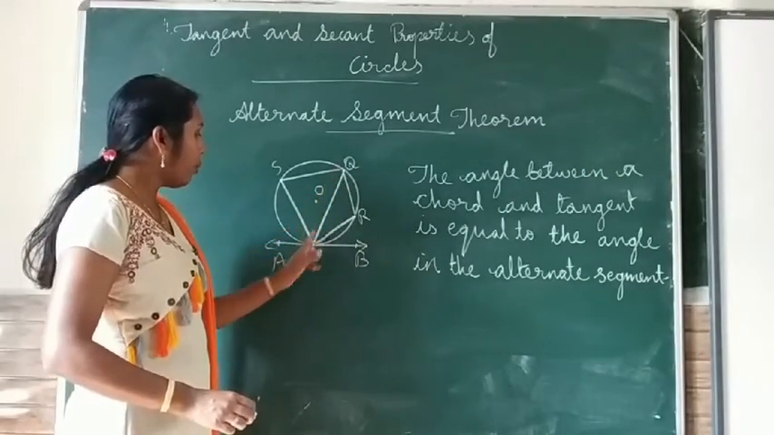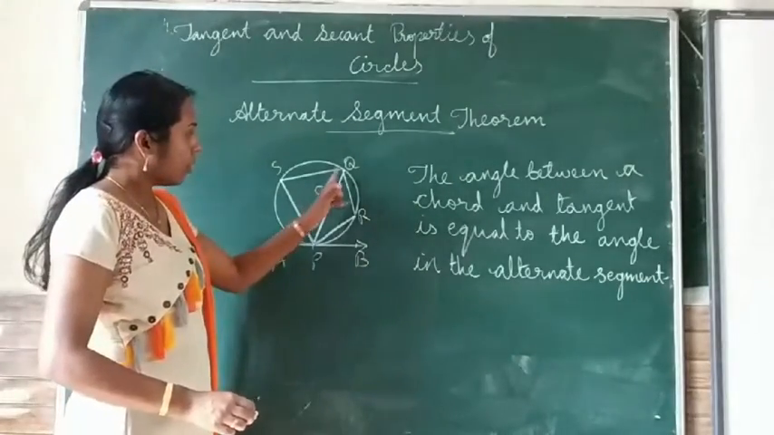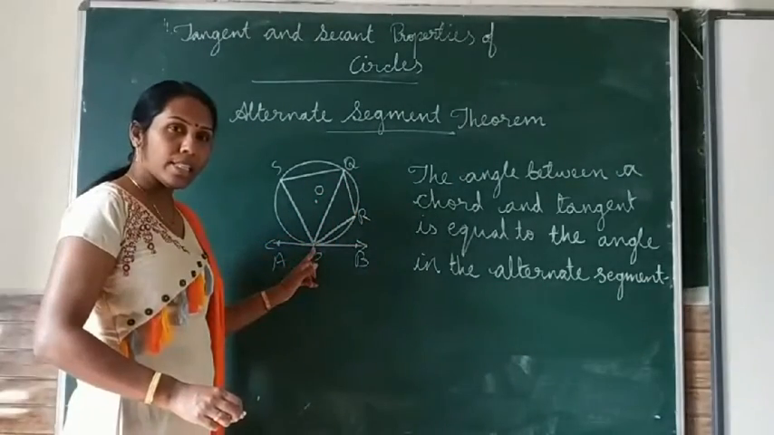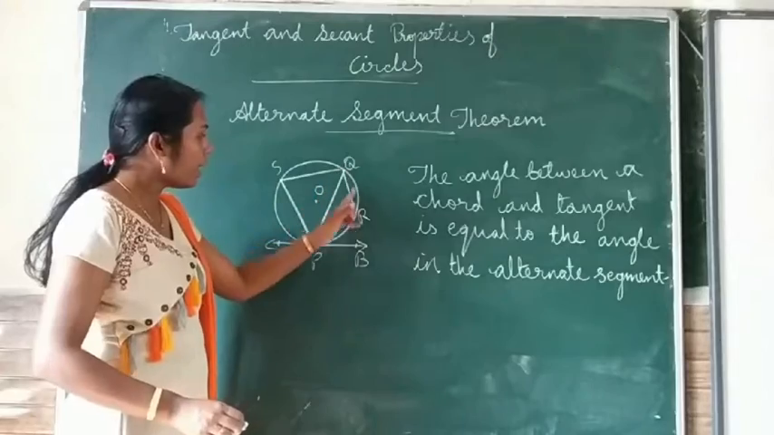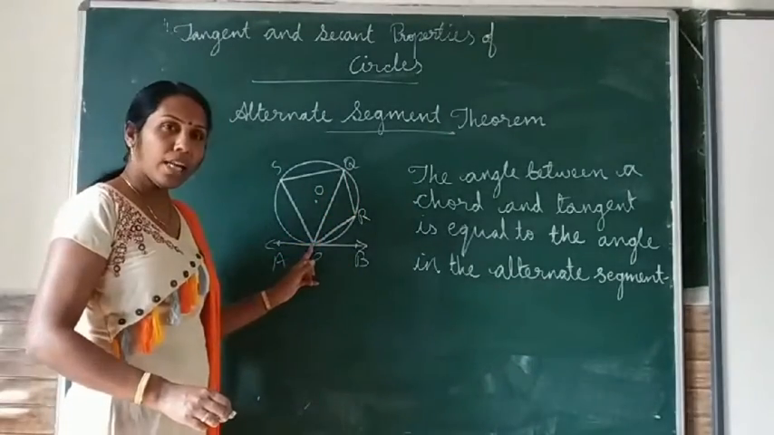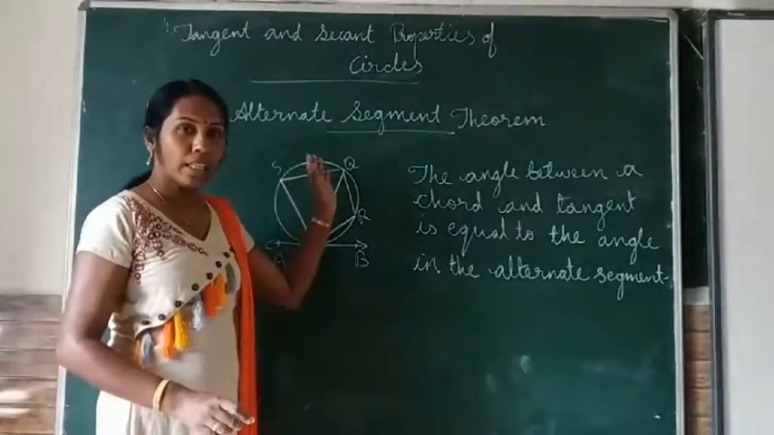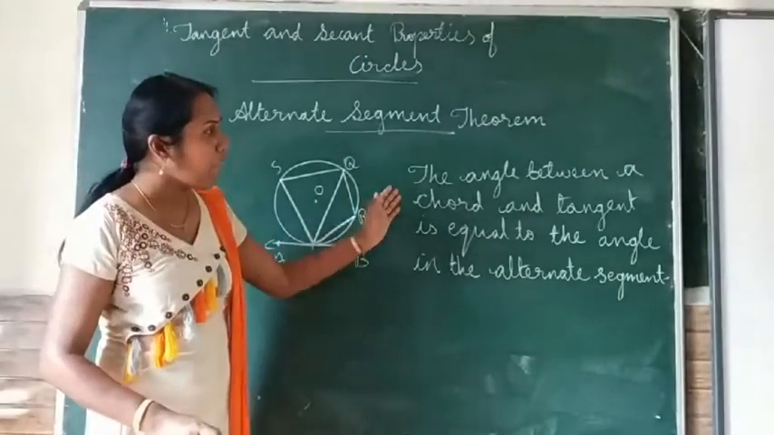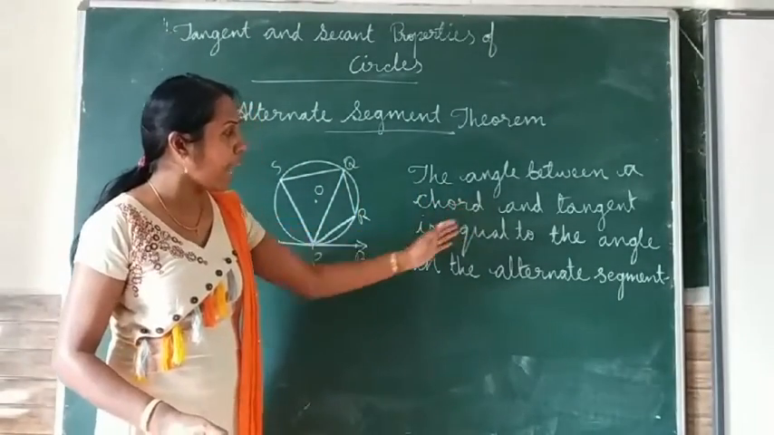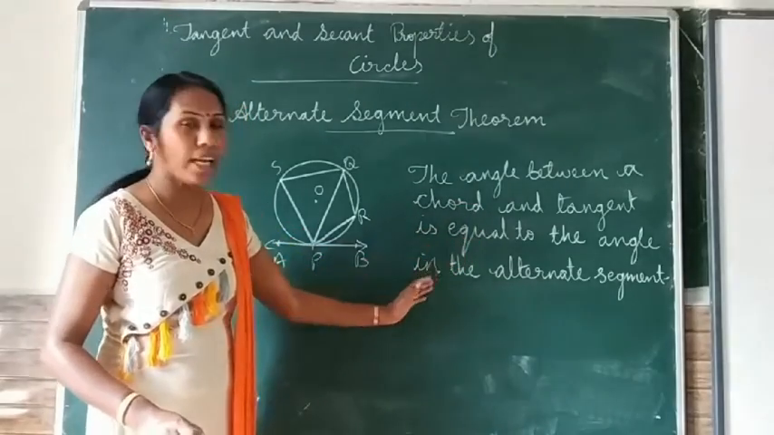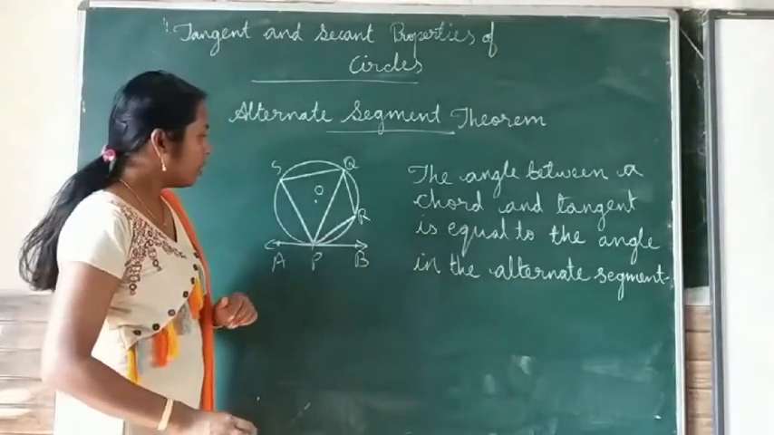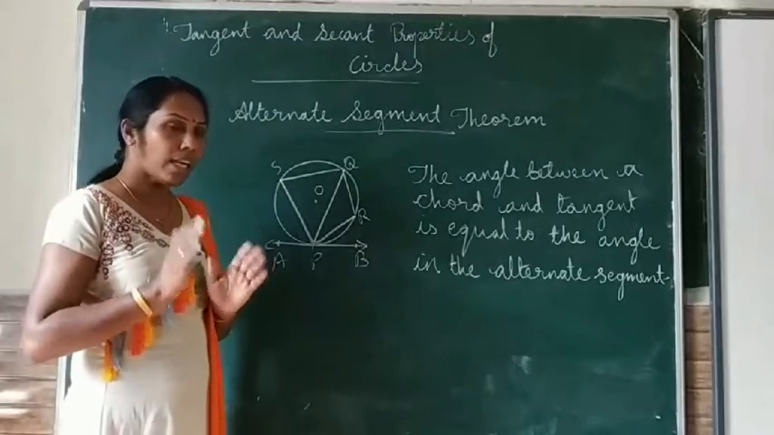For angle QPA, QRP is the alternate segment and the angle QRP is the angle in the alternate segment. Now, this theorem, the alternate segment theorem, states that the angle between a chord and tangent is equal to the angle in the alternate segment. So, let us consider one of the alternate segments.